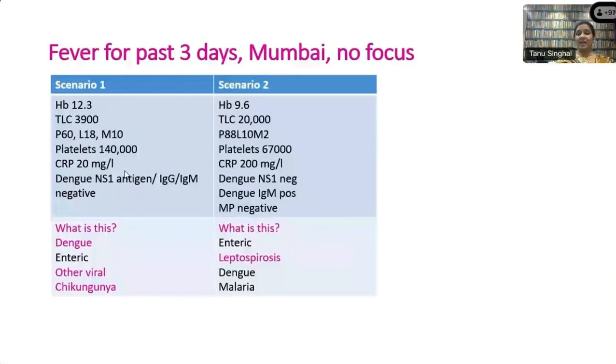Now let us look at this other case. This is a patient who came to us with a total count of 20,000, predominant polys, very low platelets, CRP very high, and dengue IgM was positive. So the patient came in septic shock, and he was referred as a case of dengue shock syndrome. But you can see that many things don't fit in with dengue, and when we actually did a lepto PCR, it was positive. So this was leptospirosis, but the dengue IgM was false positive.